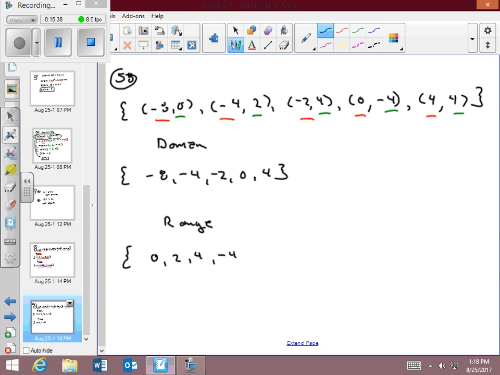But when we come to that second 4, we don't put it in there because it's already in there. That's what I want to exemplify. You only put a value in either the domain or range once. If it repeats in the ordered pairs, you don't repeat it in the range and domain. That's all. That's the only reason I did this problem.